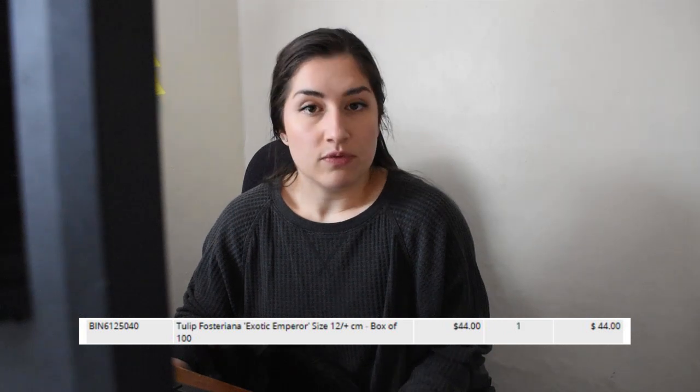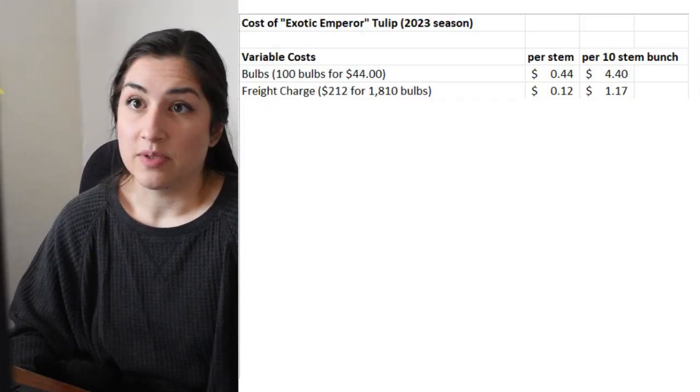The bulbs, I ordered my bulbs from ADR this year. I got 100 bulbs for $44, so that works out to 44 cents per bulb. The other thing that you can't forget to include is the freight charge. For 1,800 bulbs, I had a freight charge of $212, and that's going to be a big chunk. That works out to a 12-cent premium on every single bulb that I receive from them. So one Exotic Emperor tulip bulb actually cost me 56 cents to get to my house.